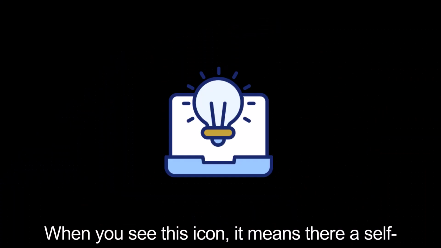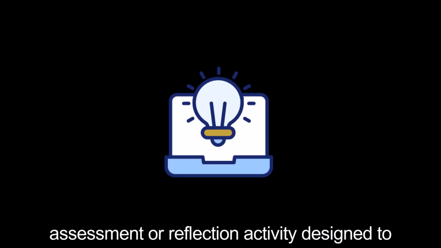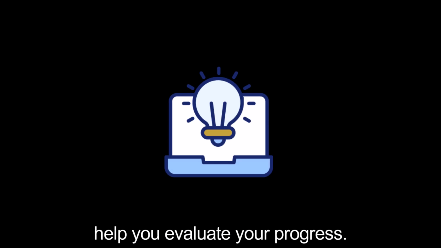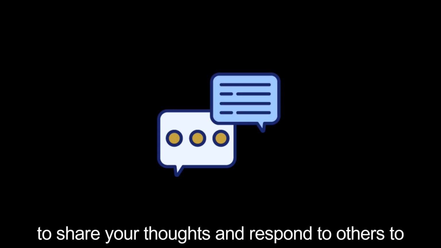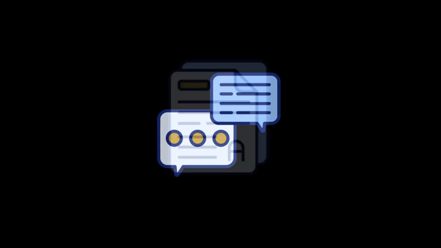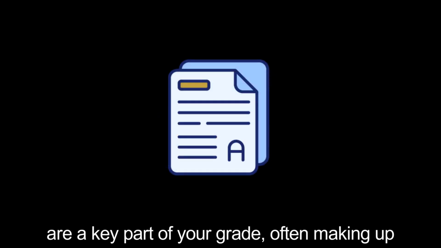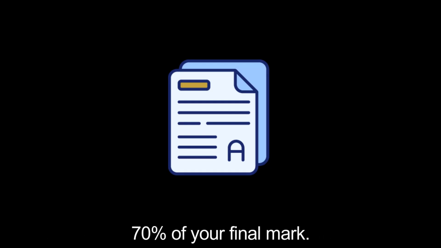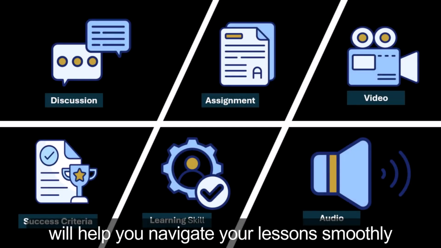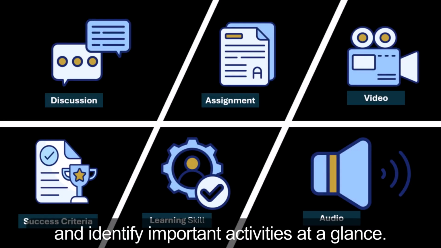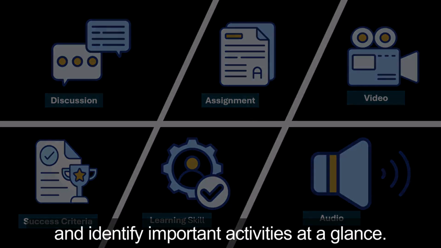When you see this icon, it means there's a self-assessment or reflection activity designed to help you evaluate your progress. When you see a discussion, you'll go to a board to share your thoughts and respond to others to take in new perspectives. Pay close attention to this icon. Assignments are a key part of your grade, often making up 70% of your final mark. Be sure to complete and submit them. These icons will help you navigate your lessons smoothly and identify important activities at a glance.